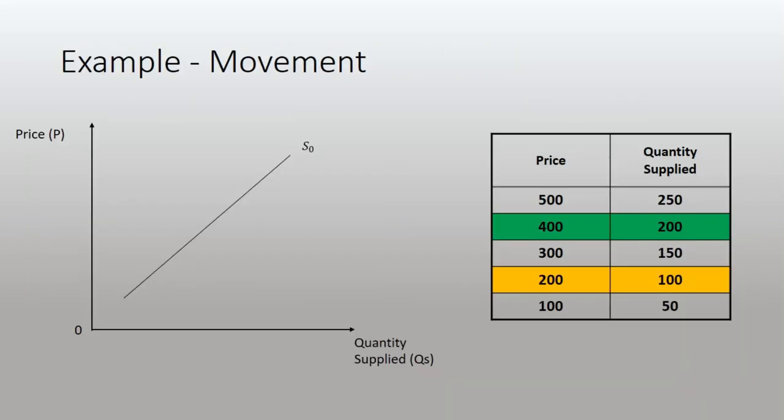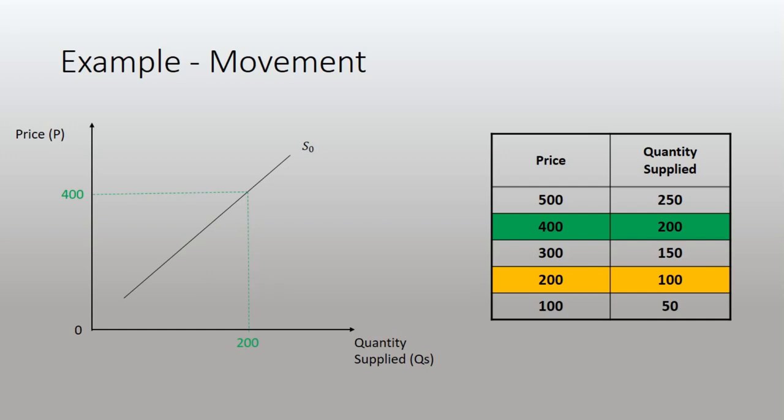So here we look at an example of a movement along your supply curve. On the left, you see we have already drawn our supply curve with an original supply line, and on the right hand side we are still using the same example as earlier. However, this time we are only making use of price 400 and price 200. So the business decides to sell a product at 400, and the quantity supplied for that product is 200. So we go ahead and we draw our necessary lines along the supply curve.